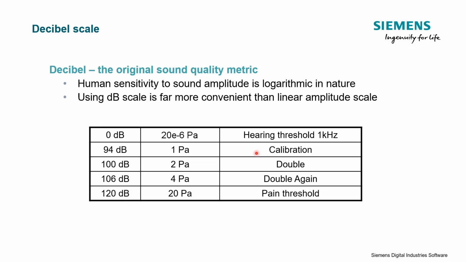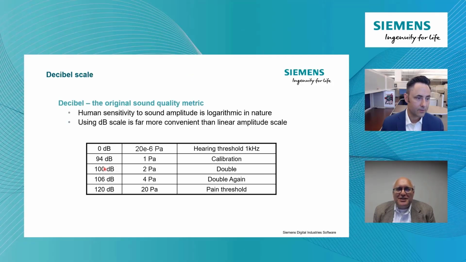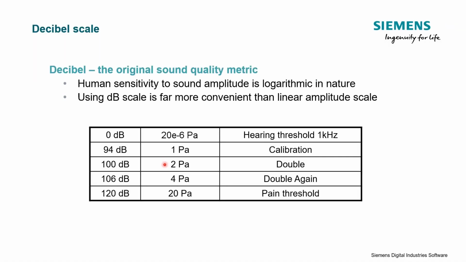Now, something interesting: I'm going to show you here where I take 1 Pascal and I double that, and I go from 1 Pascal to 2 Pascals. I've doubled the pressure. What happens to my decibel value, Pete? Yeah, 94 to 100 is a 6 dB increase. Yep, so we went from 1 to 2, so an increase of 1 Pascal is 6 dB.